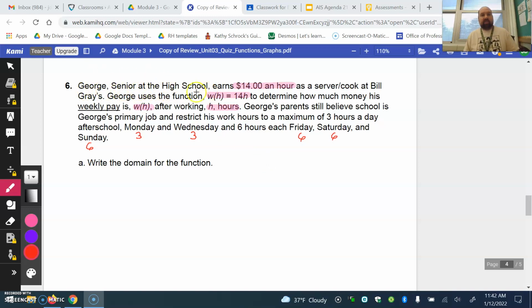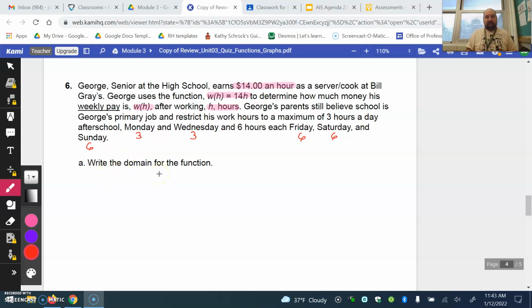George, a senior at the high school, earns $14 an hour as a server cook at Bill Gray's. George uses the function W of H equals 14H to determine how much money his weekly pay is, W of H, or the Y, after working H hours. George's parents still believe school is George's primary job and restrict his work hours to a maximum, that's the most, 3 hours a day after school, Monday and Wednesday, so that's why I have the threes there, and 6 hours each Friday, Saturday, and Sunday, so that's why I put 6 under all three of those.